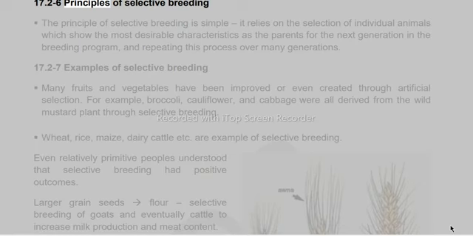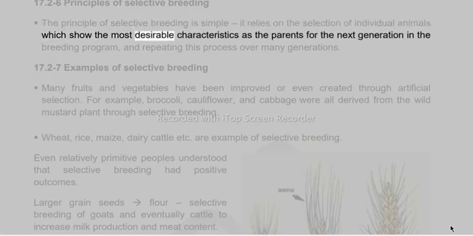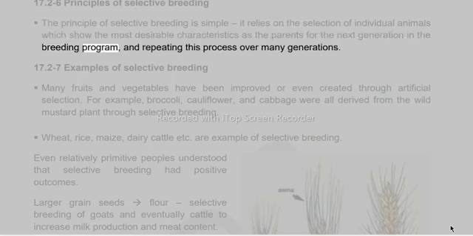17.2-6 Principles of selective breeding. The principle of selective breeding is simple. It relies on the selection of individual animals which show the most desirable characteristics as the parents for the next generation in the breeding program, and repeating this process over many generations.